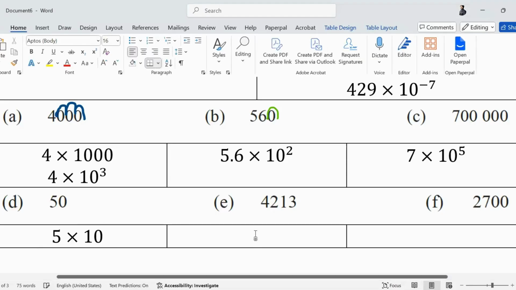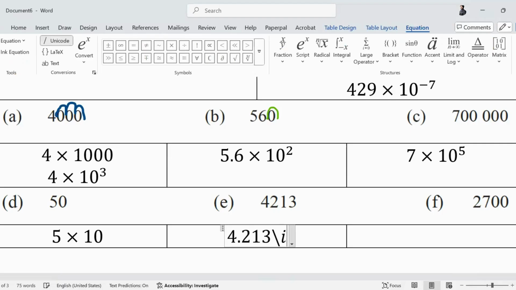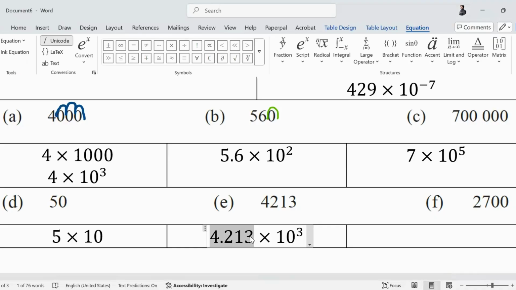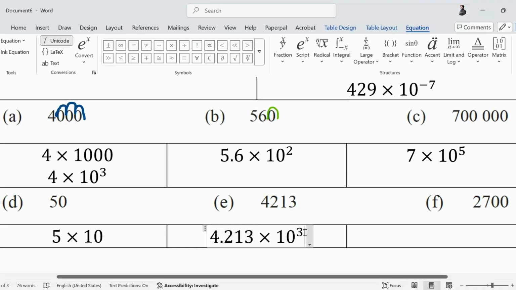What about this one? How many decimal places do I need to move to convert this into standard form? 3 to the left, so I will increase the exponent, 4.213 exponent 3. What have I done? I have reduced the number, haven't I? I have made 4.213. So if I reduce the number, I have to increase the exponent so that the overall value does not change.